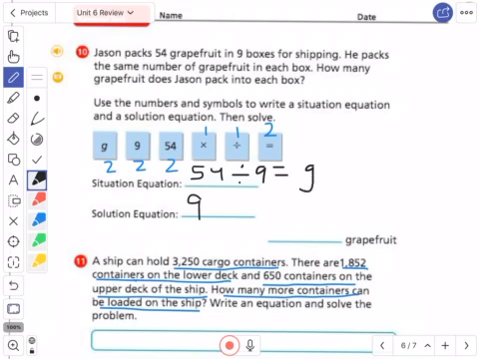Okay, then the solution equation would be 9 times G equals 54. And so then I just have to think, okay, well, what number is going to go in that spot then? 9 times what equals 54? Oh, well, that's G. 6 grapefruit are going to go in each one.